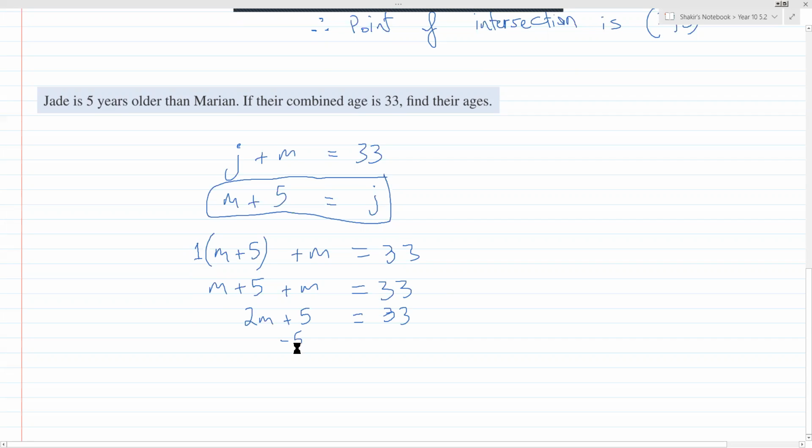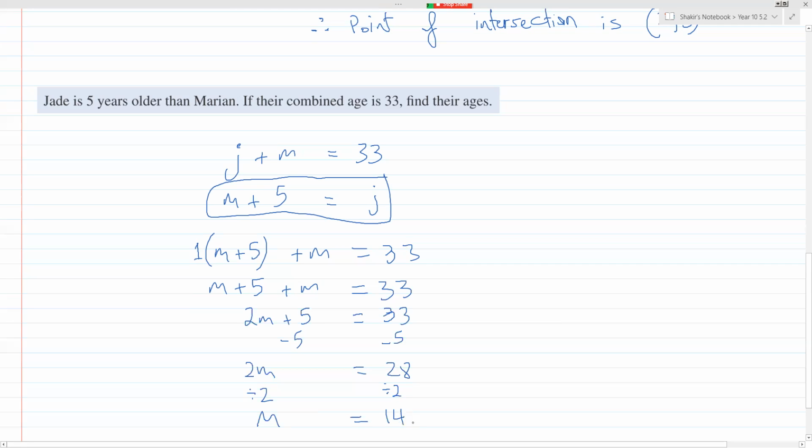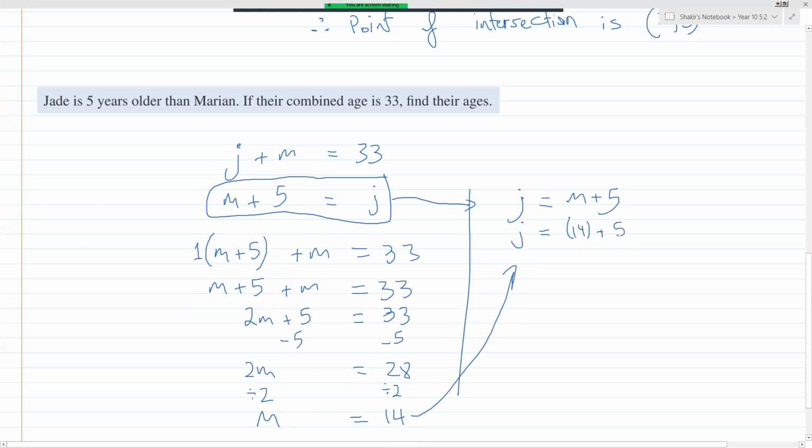And I'm going to subtract 5 on both sides. 2m is equal to 33 minus 5, which is 28. And then I'm going to divide every term on both sides by 2. And that'll be m is equal to 28 divided by 2, which is 14. Now I found m, I need to find J. So J was equal to m plus 5, right, from here. But I know what m is. m is 14. So J is equal to 14 plus 5.